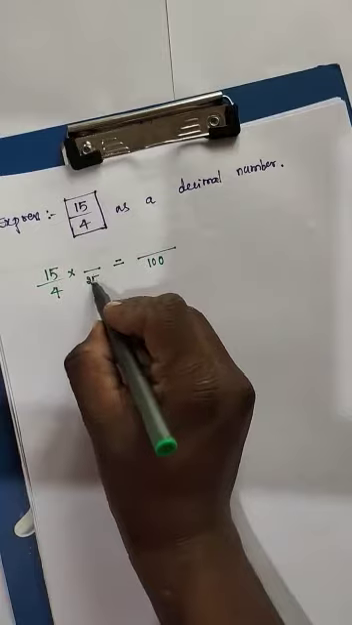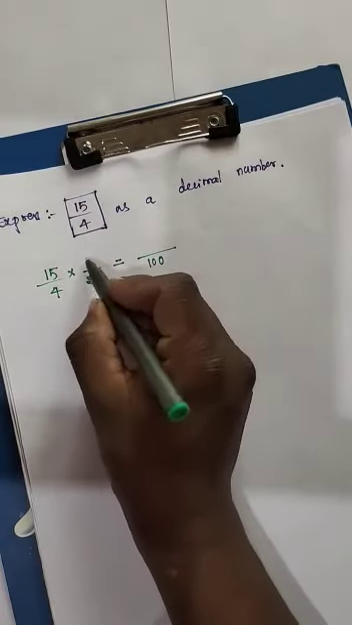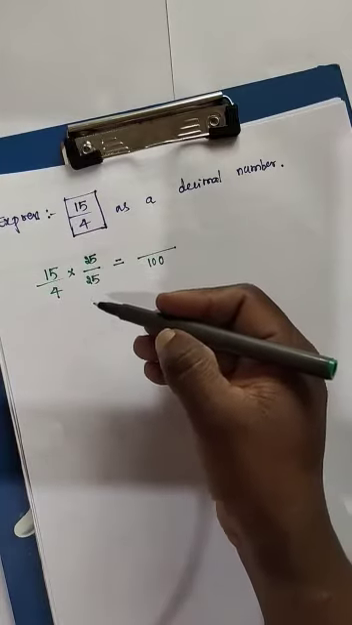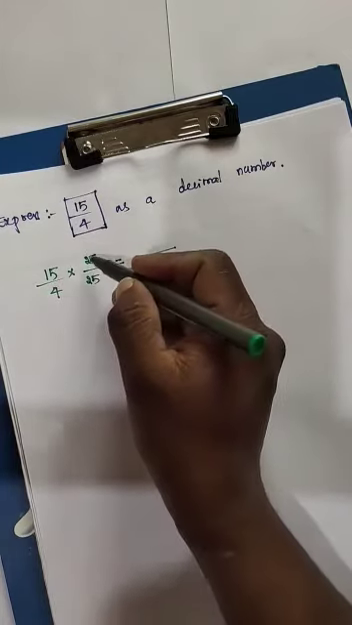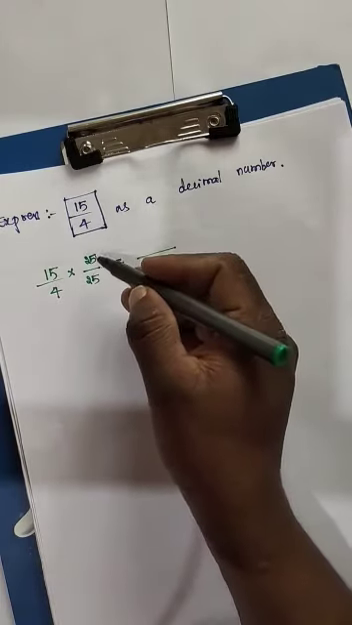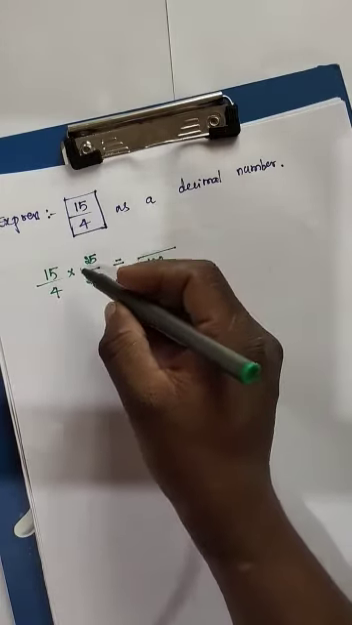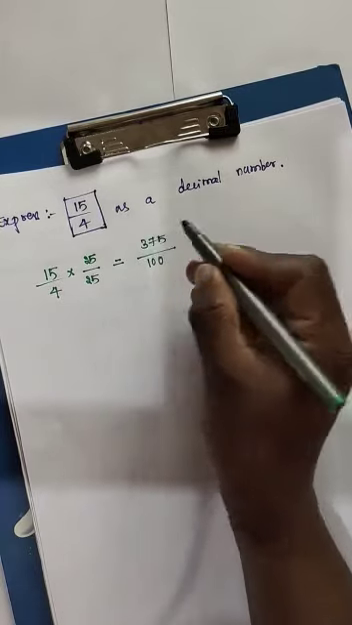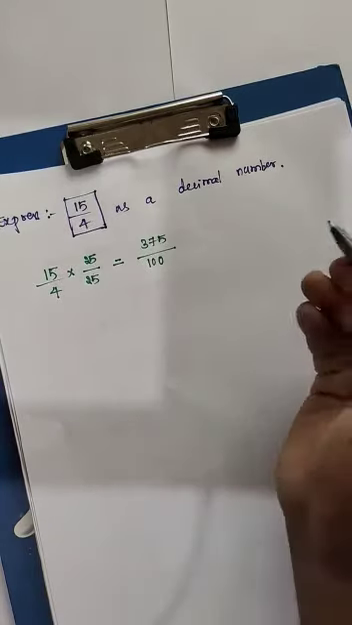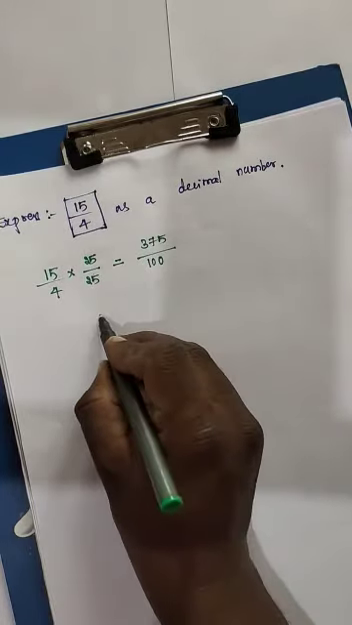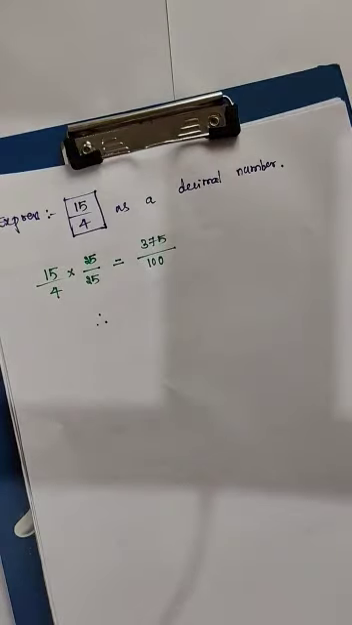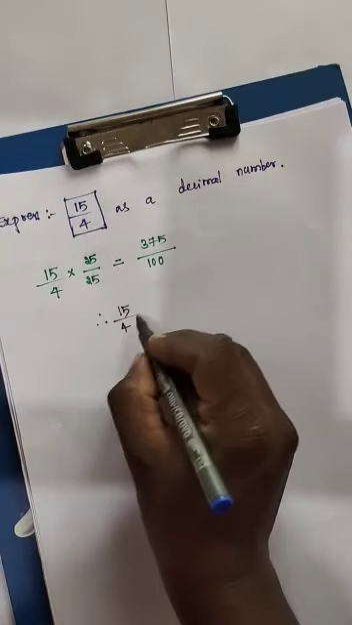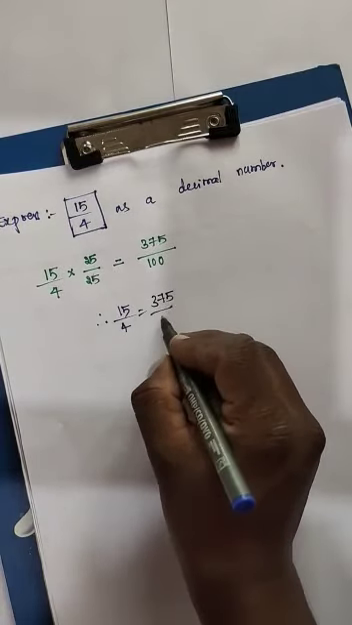So 25 4s are 100. So we can multiply 25 on both numerator and denominator. By multiplying numerator to numerator, 25 into 15 is 375, and 25 4s are 100. Therefore, the decimal expansion of 15 by 4 can be written as 375 by 100.